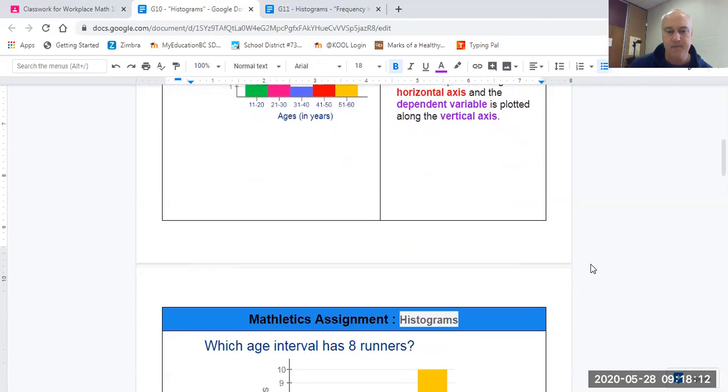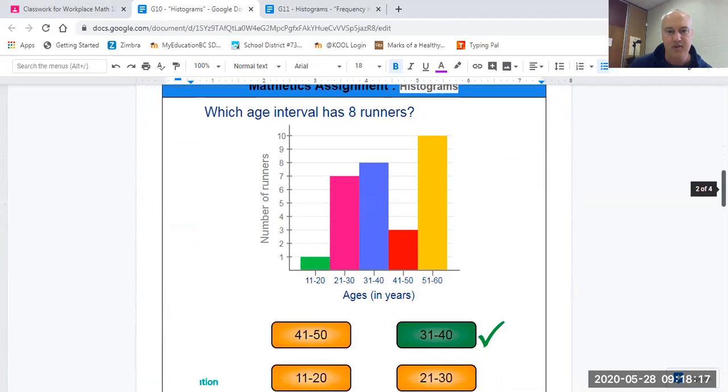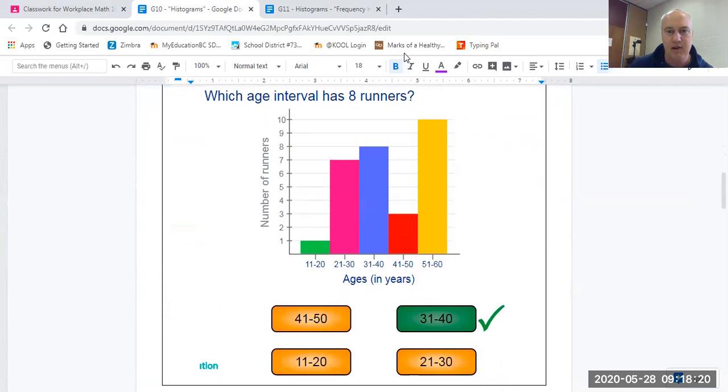So let's take a look at what your actual Mathletics assignment is going to look like, the histogram assignment. This is not a particularly hard assignment in my opinion, but let's take a look at what it's showing us. The first question asks which age interval has 8 runners. The number of runners is shown on the vertical axis. When we look at 8, the one that connects with 8 is this one here. So the blue one is the one that has 8 runners, and therefore the age interval that fits with that is 31 to 40. Hopefully that makes sense to you.